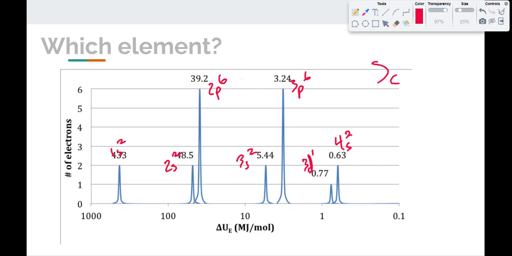Notice that the 3D electron is slightly higher binding energy than the 4s electrons. This will have a consequence later on when we start using the structures of electrons in atoms to predict the charges that elements will make when they form ions.